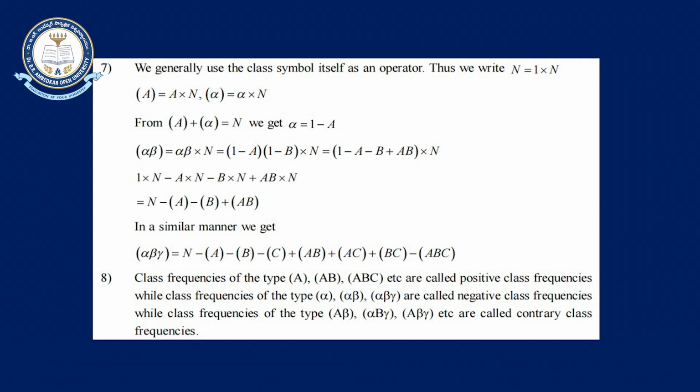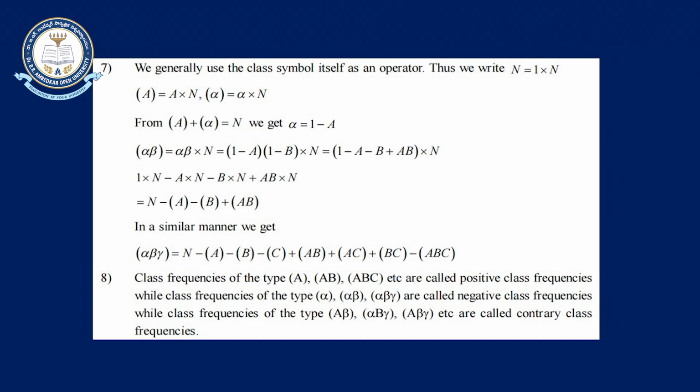Now we can go for one more relation, the alpha, beta, gamma relation. I am taking three attributes. Then the formula is: capital N minus bracket A minus bracket B minus bracket C plus bracket AB plus bracket AC plus bracket BC minus bracket ABC. That is called the alpha, beta, gamma relationship. When these three attributes are involved, we can use this formula.